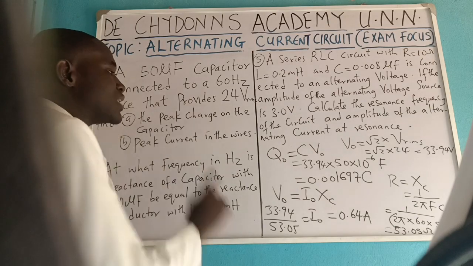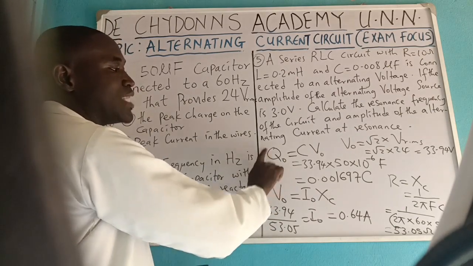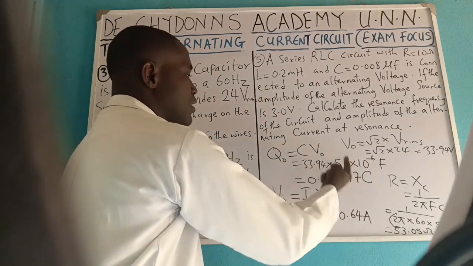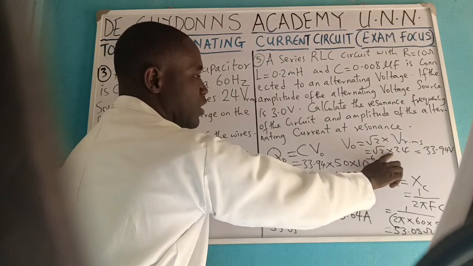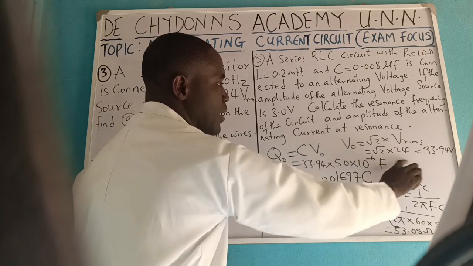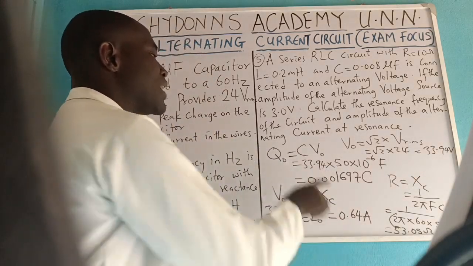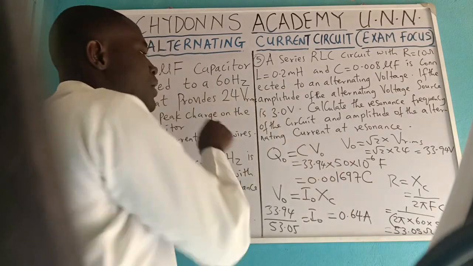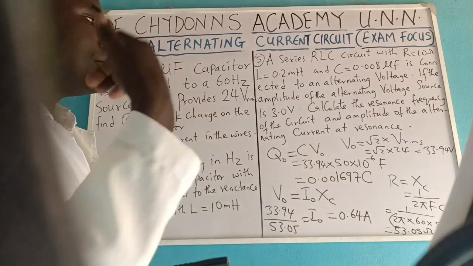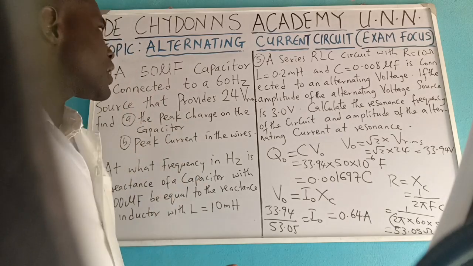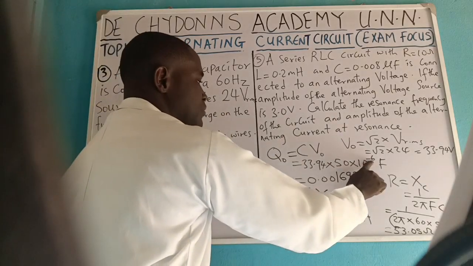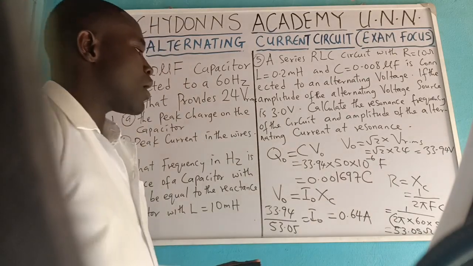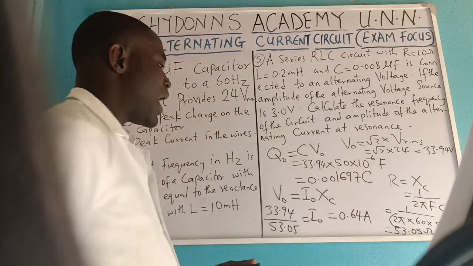Okay, so we have said in question number 3, when you are asked to get peak charge, say that peak charge is directly proportional to peak voltage. Then take your peak voltage, which you have gotten by root 2 times V root mean square, then multiply it by the capacitance of the capacitor. Micro means times 10 raised to the power minus 6. Milli means times 10 raised to the power minus 3, but they say micro. So write 10 raised to the power minus 6. You just multiply them, press your calculator well, and you get your answer.